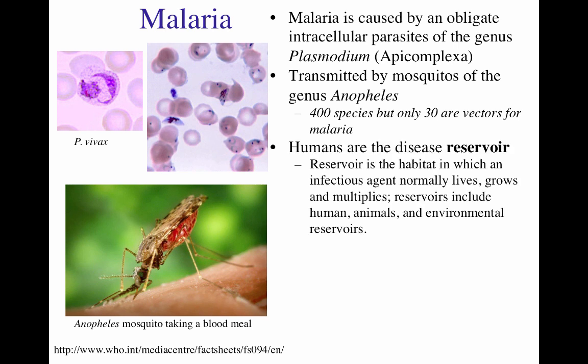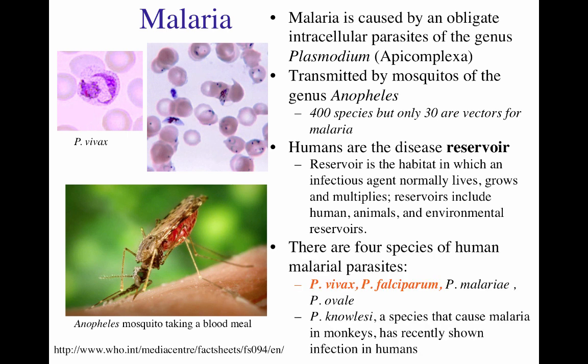Now, we are the only disease reservoir, and a reservoir is defined as a habitat in which an infectious agent normally lives and grows and multiplies. So we're going to see that there are habitats that are reservoirs that are human, either animals or some of them are actually environmental. We're going to look at 4 different species of Plasmodium: Plasmodium vivax, falciparum, malariae, and ovale.